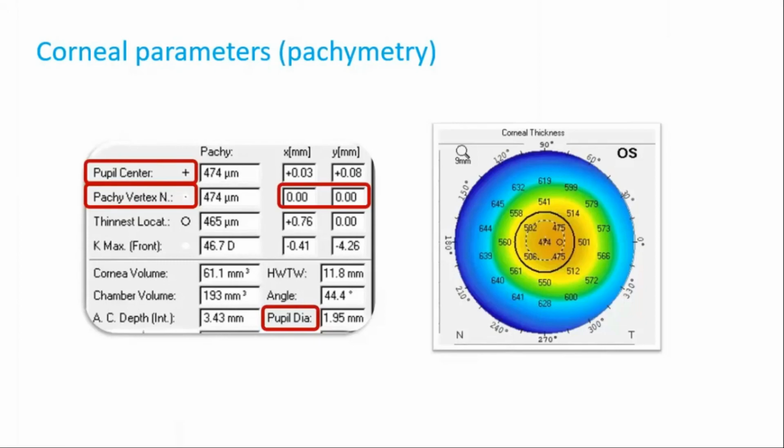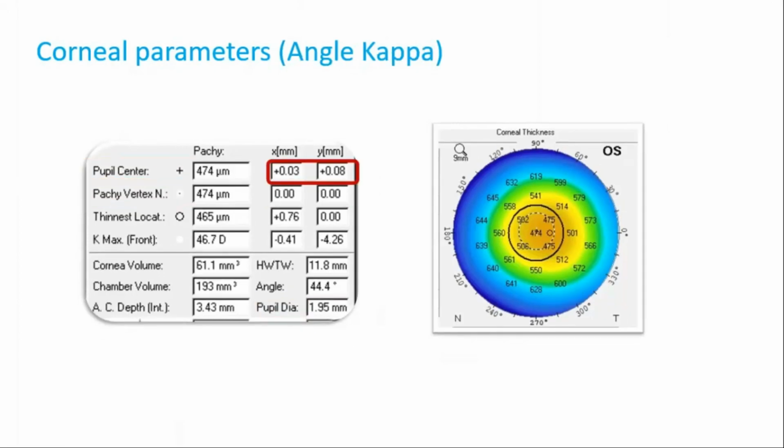The next thing which should be seen is the angle kappa. It becomes important if the pupil center is far away from the apex. Angle kappa, as we know, is the angle between the visual axis and the pupil center, and it is especially important to incorporate in refractive surgery evaluation. The normal value of the angle kappa should be less than 5 degrees or 20 microns.